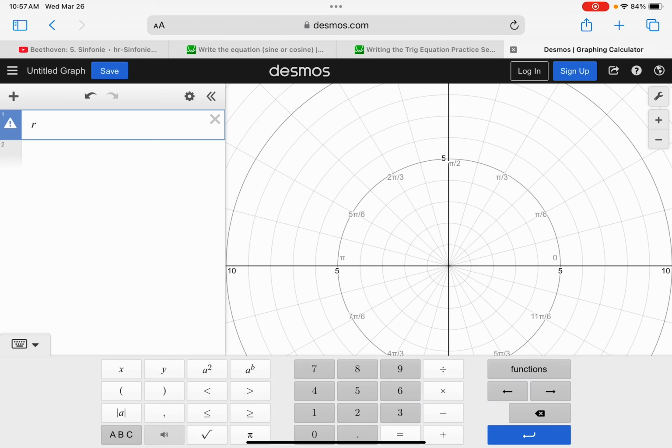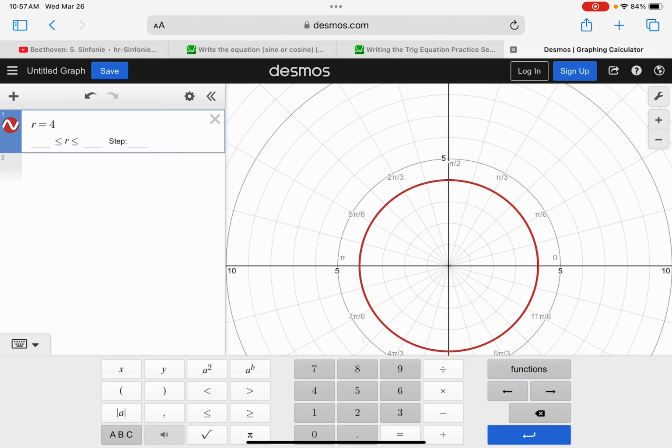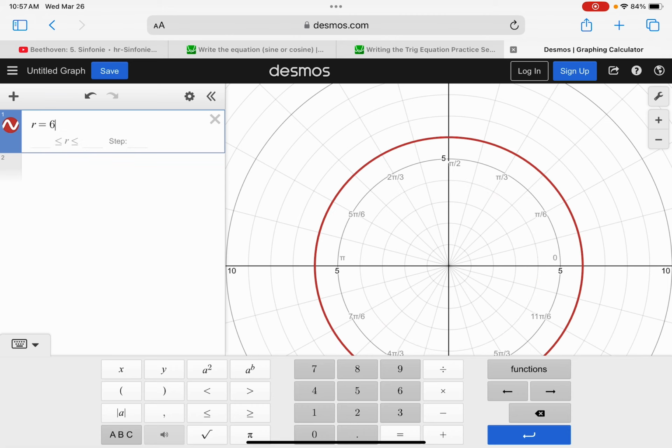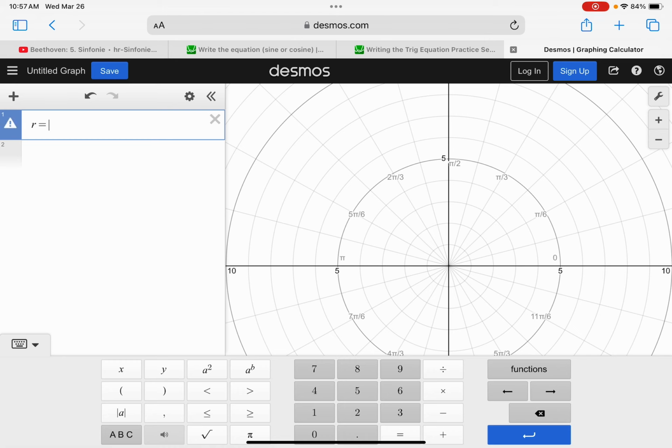R equals, we looked at 4. Notice that's another thing to talk about. If I want a circle centered around the pole, I can just tell you what the radius is. R equals 4. Or I could say R equals 6. Or I could say R equals 1.23. Anyway, that's silly. But it gives me a circle with that radius.